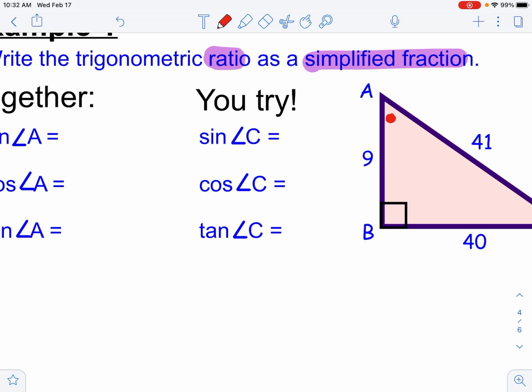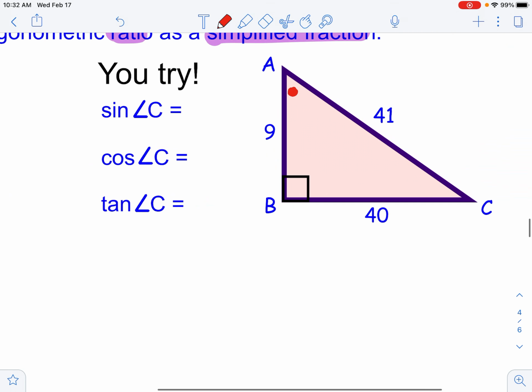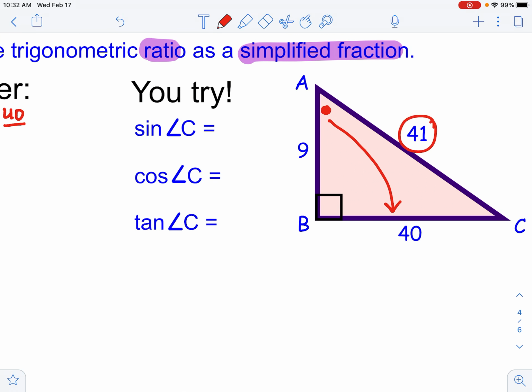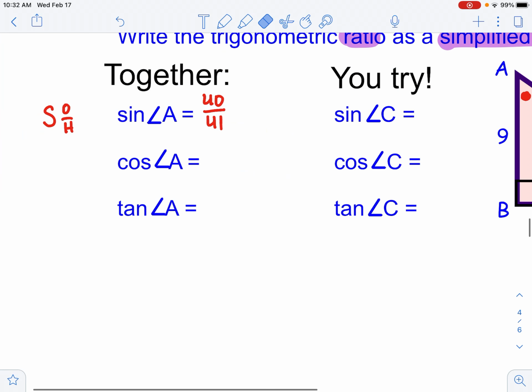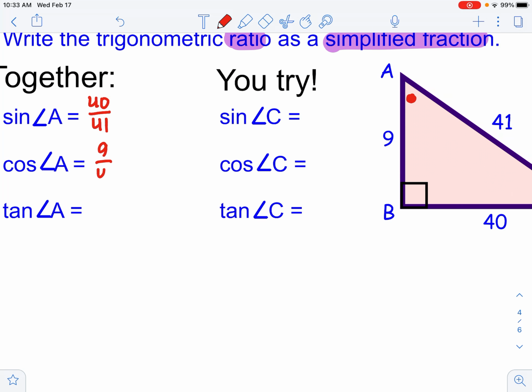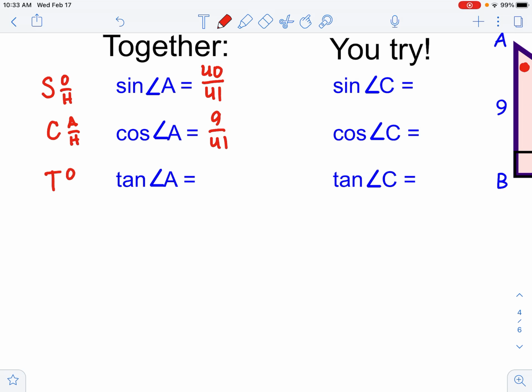All right, so I want the sine of angle A. That is the opposite side over the hypotenuse, right? So which side is opposite? 40. Over the hypotenuse, 41. That's it. All right, let's do cosine. Cosine, Ka, is adjacent over hypotenuse. I need the adjacent side, the side that touches A, that's not angle A, that's not the hypotenuse. That's the side right here, which is 9 over the hypotenuse, 41.